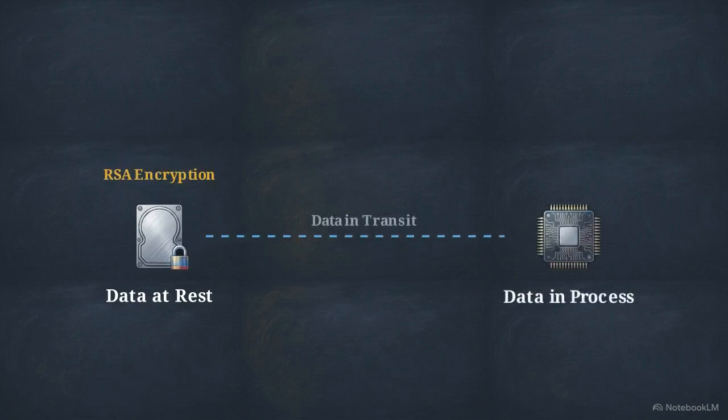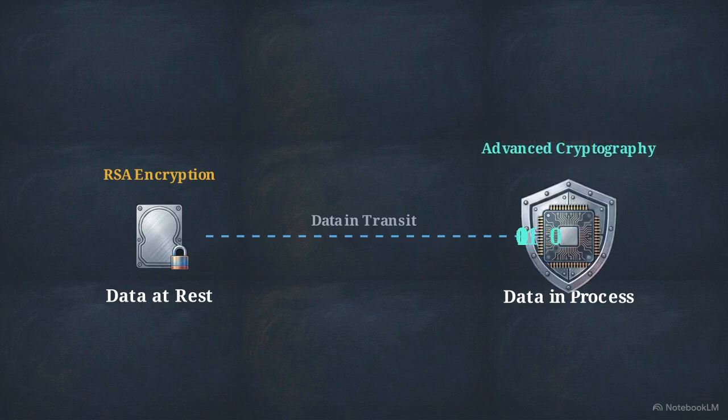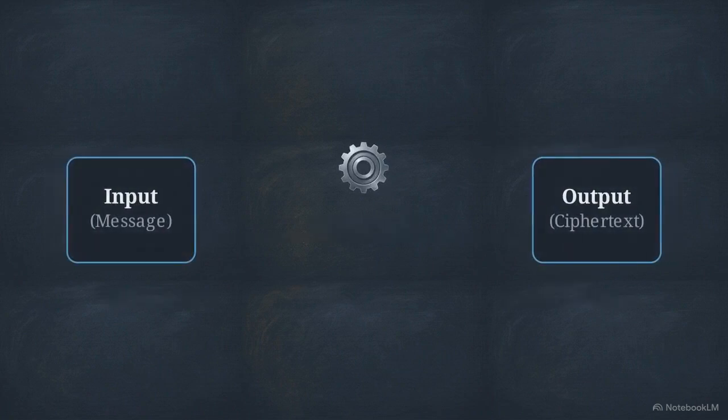While standard protocols like RSA secure data while it sits on a drive or travels across a network, modern cybersecurity requires methods to protect that same data while it is being actively processed by a CPU. We start with the trapdoor permutation.